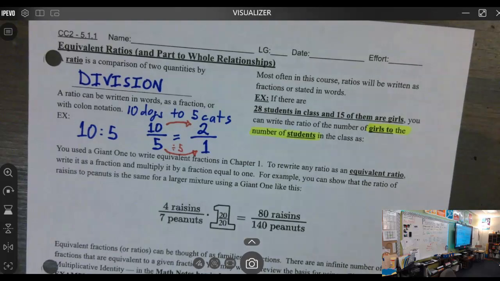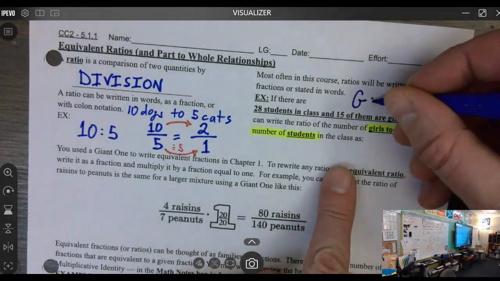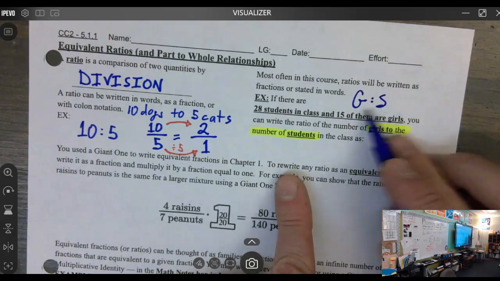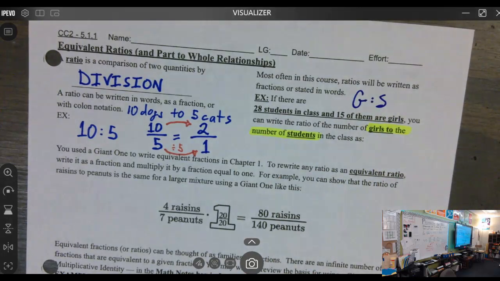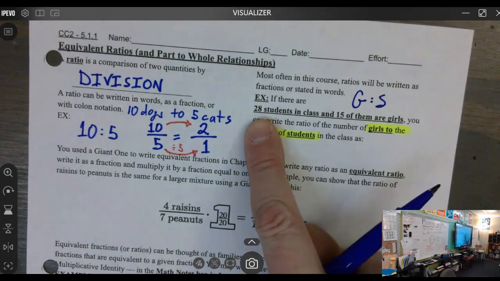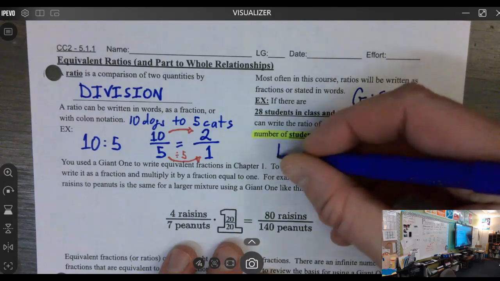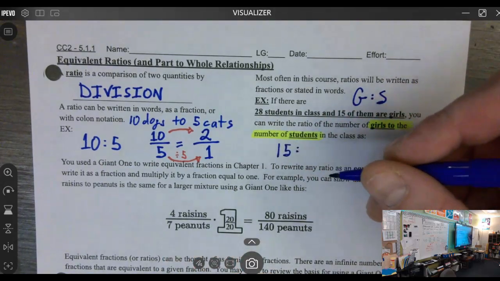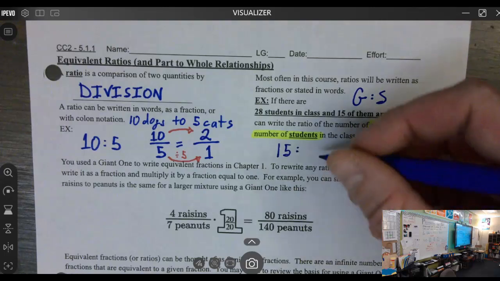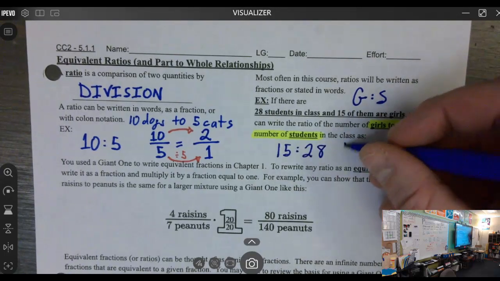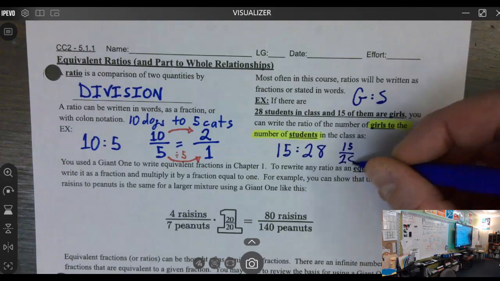How could I write... And guys, up here, I'm going to put a little G to S just to remind myself I'm doing girls to students. So... No Kyra. Van, how many girls were there? Yeah, be careful. It's not the first number that they gave us. I have to go to that second number, so 15. Jenny, how many total? 28. Or we could write 15 over 28.